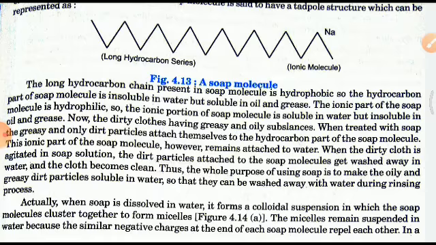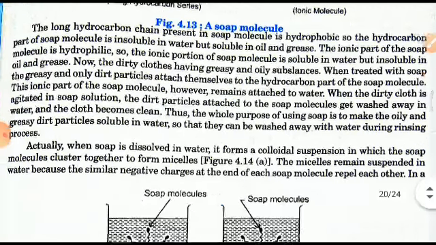The ionic part of the soap molecule is hydrophilic. Now when it divides into ions, then it becomes hydrophilic, it loves water, right? Now the dirty clothes have greasy and oily substance. When treated with soap, the greasy and oily dirt particles attach themselves to the hydrocarbon part of the soap molecule, right? This ionic part of the soap molecule, however, remains attached to water. When the dirty cloth is agitated in soap solution, the dirt particles attached to the soap molecules get washed away in water and the cloth becomes clean, right?